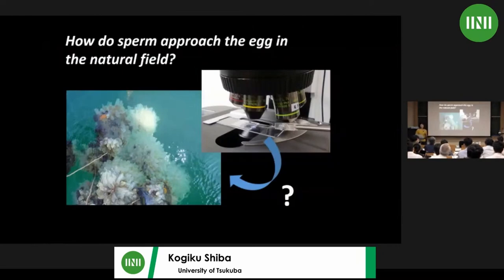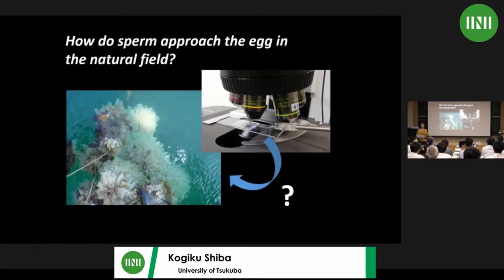So far, I have introduced our study on sperm chemotaxis in very limited experimental conditions under the microscope. But the natural environment in the ocean is very different from the experimental condition. Here is a Ciona, an ascidian. This is also not a natural condition, but we put such a rope and a plant pot in the ocean, and Ciona naturally attach to the pot. This is a wild type of the ascidian Ciona. They release egg and sperm, and maybe sperm chemotaxis occurred in such a natural condition.